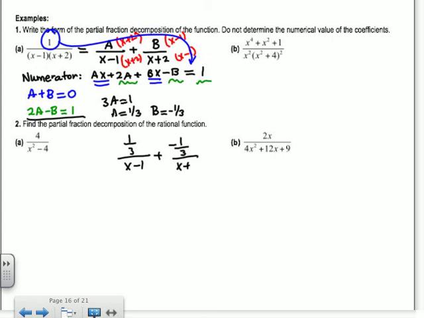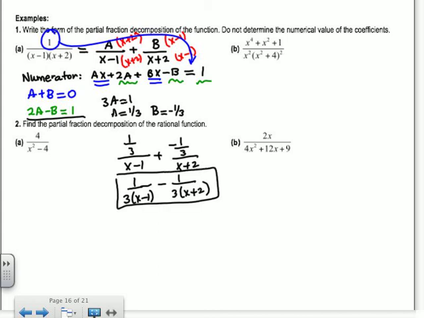But we don't usually write fractions within fractions. Do you guys see what I'm saying? This original a over x minus 1 plus b over x plus 2. So I would write it as 1 over 3 times x minus 1. So 1/3 divided by x minus 1 is times the reciprocal, minus 1 over 3 times x plus 2. That's your answer.